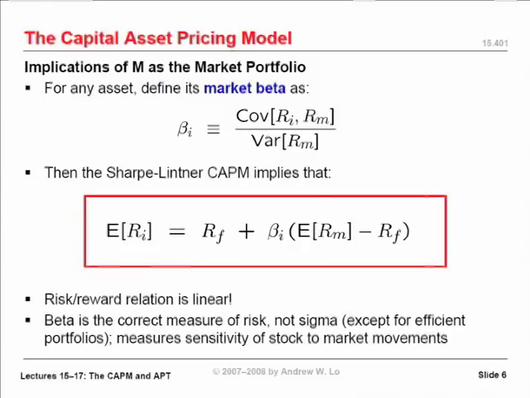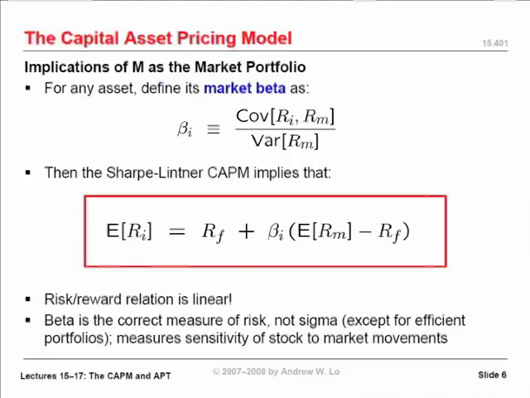So let me repeat what beta is. Beta is the ratio of the covariance between the return on the particular asset or portfolio that may or may not be efficient, it's any asset, with the return on the market portfolio. So this numerator is a measure of the covariability between the particular asset that you're trying to measure the expected return of and that tangency portfolio, divided by the variance of that tangency portfolio. Okay?